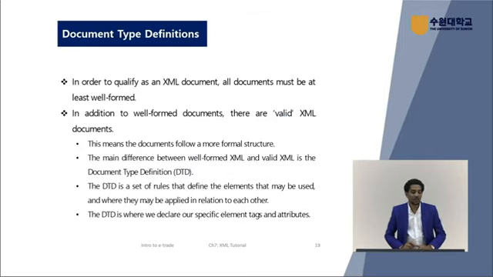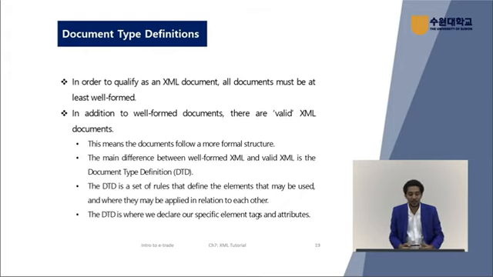And let's talk about document type definitions. In order to qualify as an XML document, all documents must be at least well formatted, right? So when we define our own tags, we don't just use anything we like; we have to introduce these tags first to our browsers, then we use them, right? In addition to well formatted documents, there are valid XML documents.